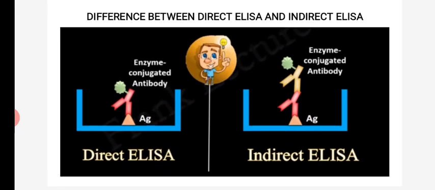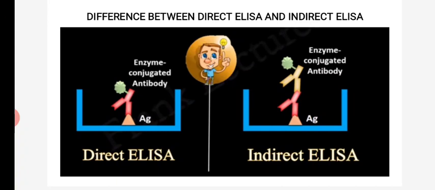First, notice the difference between the direct ELISA and indirect ELISA. You already know that ELISA is an antigen-antibody reaction, and with that reaction, an enzyme-linked antigen or antibody interacts with the already bound antigen-antibody, and the enzyme is detected by using a substrate.